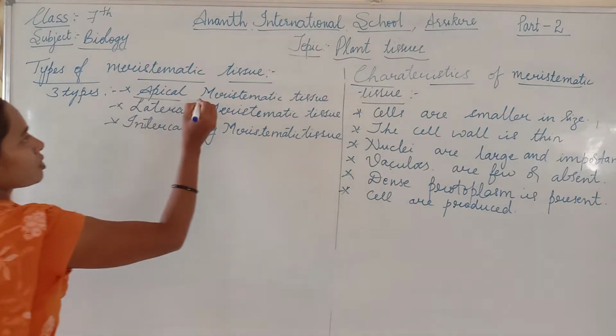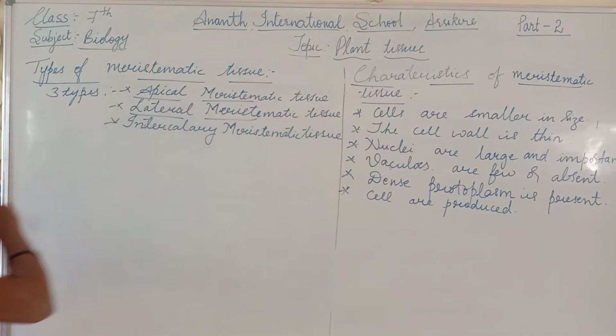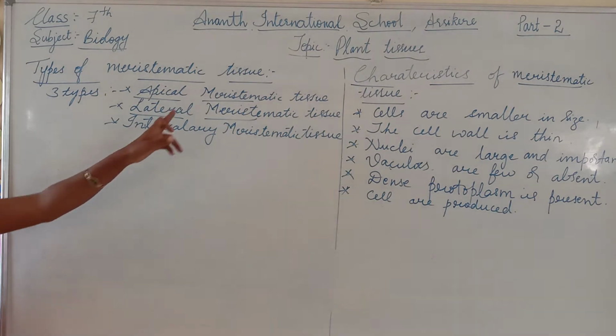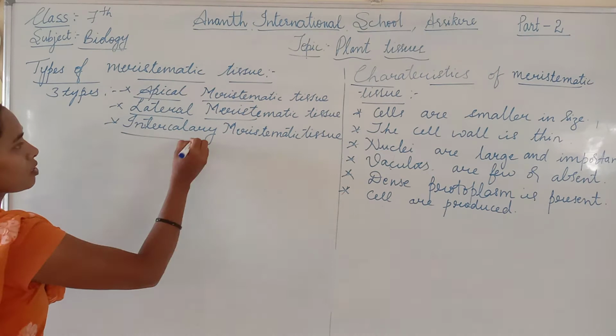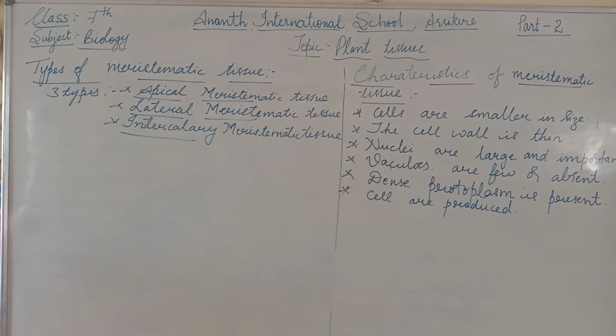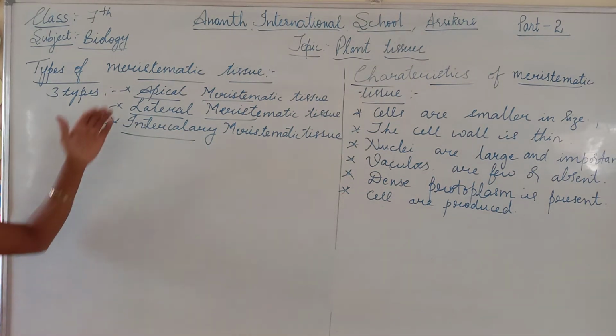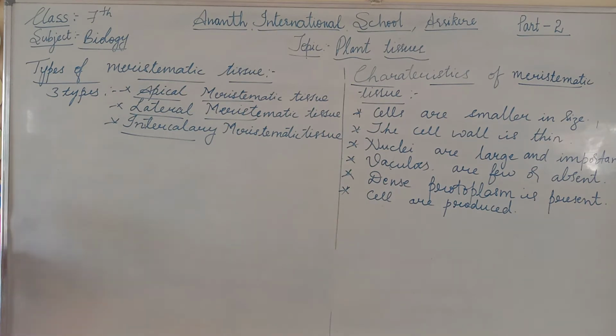In our syllabus they have given only these two types of meristematic tissue, that is apical meristematic tissue and lateral meristematic tissue. The intercalary is another tissue which is present among the meristematic tissues. Now we shall learn in detail about these three meristematic tissues.